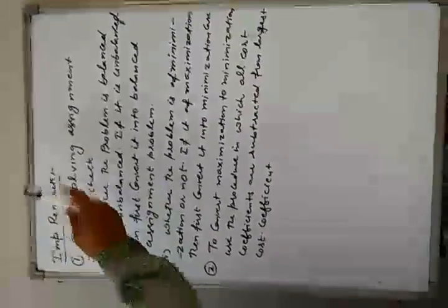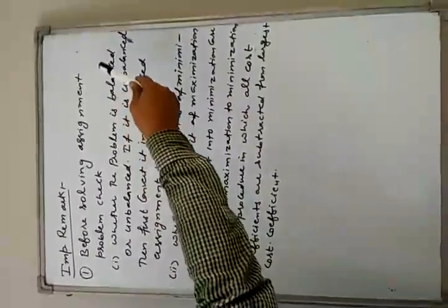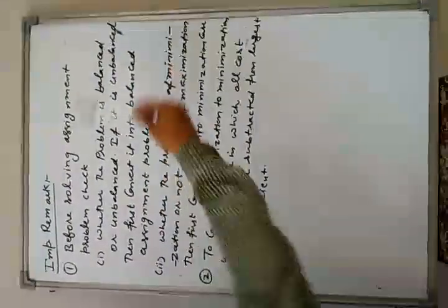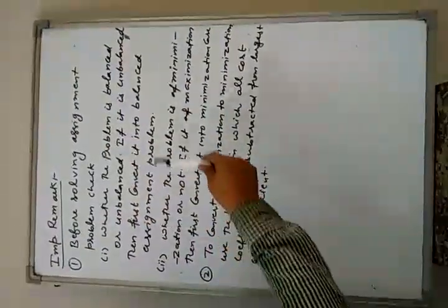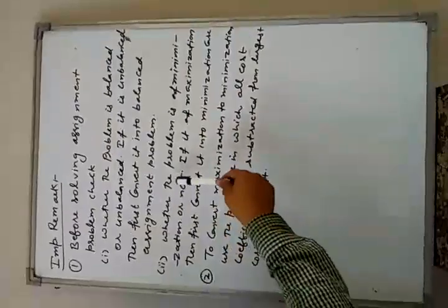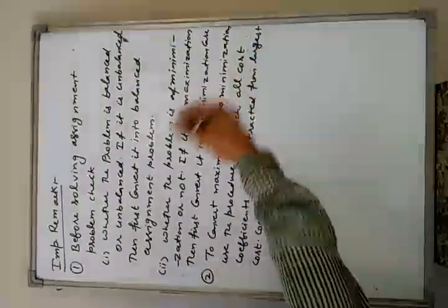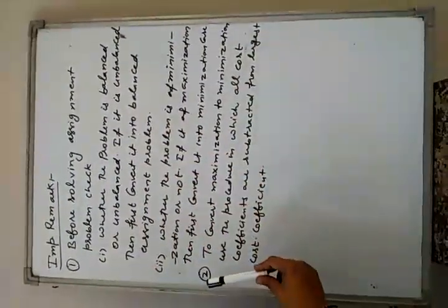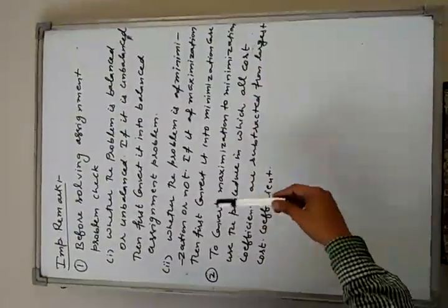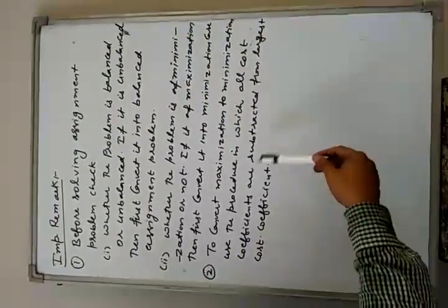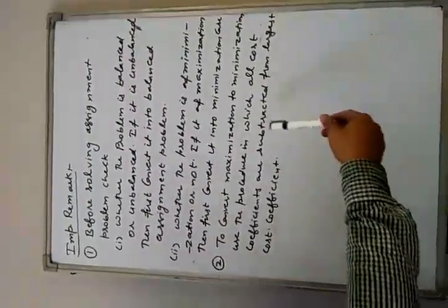Some important remarks are, before solving assignment problem, check number one, whether the problem is balanced or unbalanced. If it is unbalanced, then first convert it into balanced assignment problem. Number two, check whether the problem is of minimization or not. If it is of maximization, then first convert into minimization case, then apply Hungarian method. The second is, to convert maximization problem to minimization problem, use the procedure in which all cost coefficients are subtracted from largest cost coefficient, as in this case, chances of error is least.